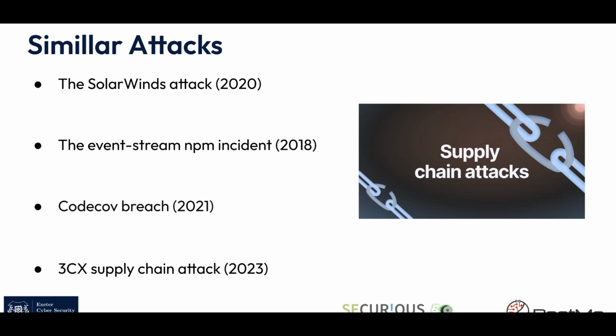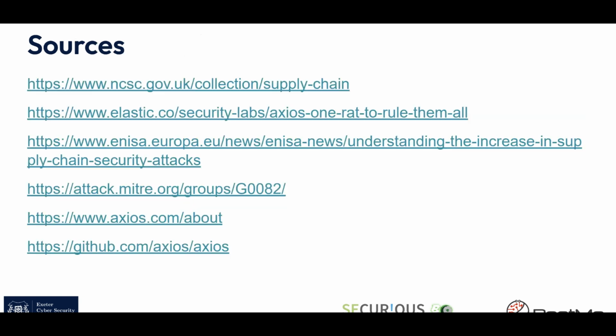Similar attacks, if you really want to learn more about supply chain attacks: SolarWinds, which is quite a famous one, and then the event-stream npm incident, again npm, because it's a very well-known distributor, the Codecov breach in 2021, and the 3CX supply chain attack in 2023. Don't ask me too much detail about them. I am not on point on this.